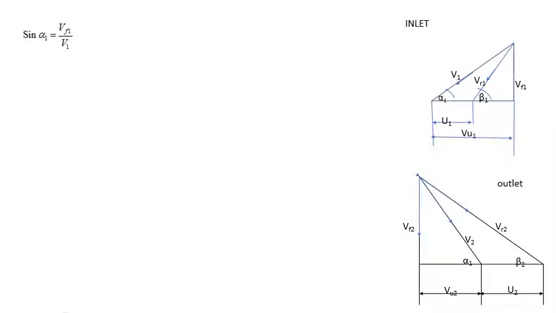By this data, first you have to find out the value of Vf1. So that is by the relation, sine alpha 1 is equal to Vf1 by V1. So here the alpha value is known, that is the angle is given as 20 degree, Vf1 is unknown and V1 is given as 140. So by this the value of flow velocity at inlet is 47.88 meter per second.